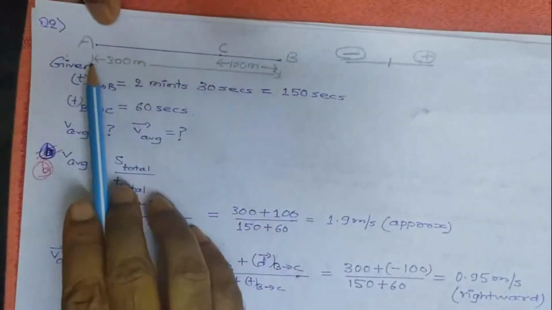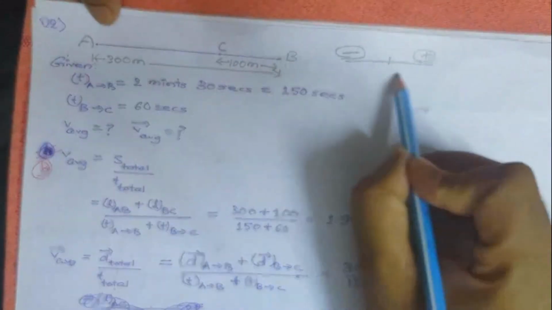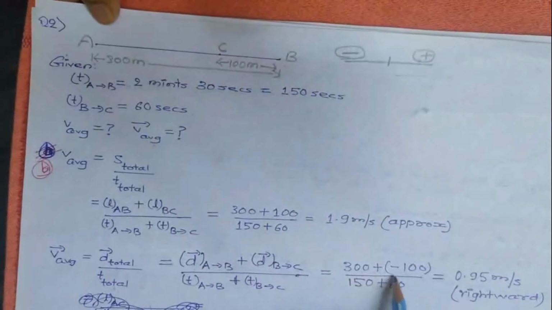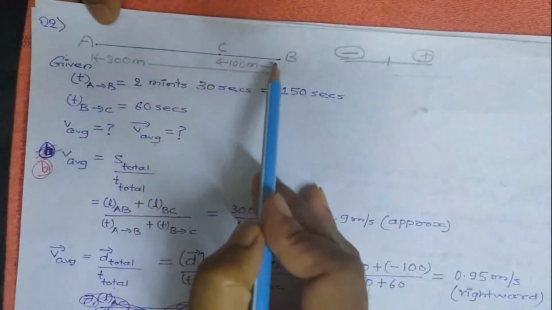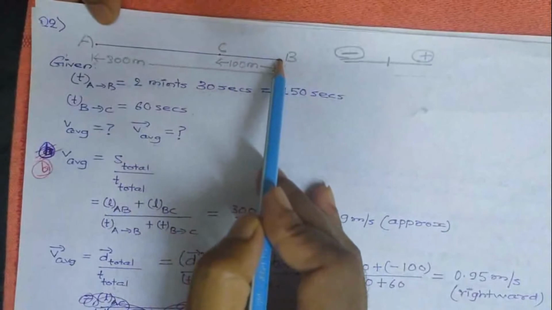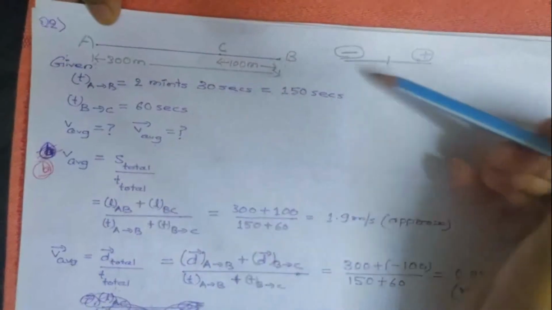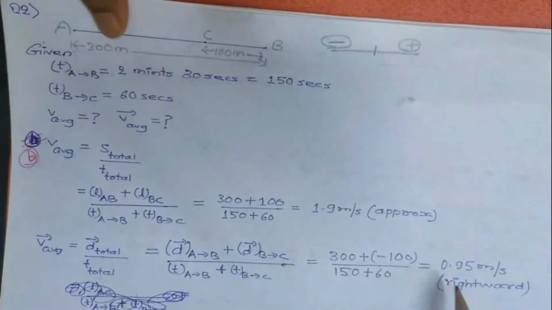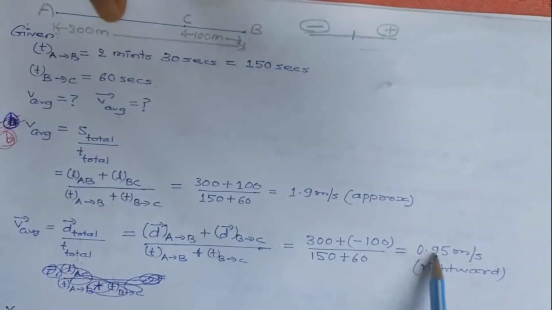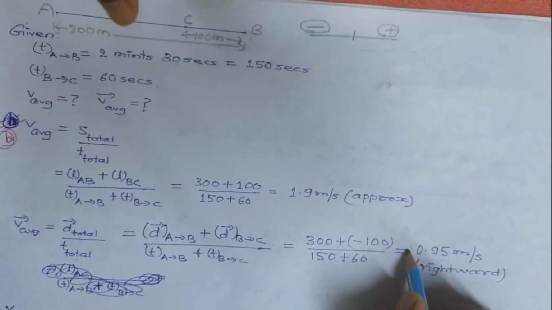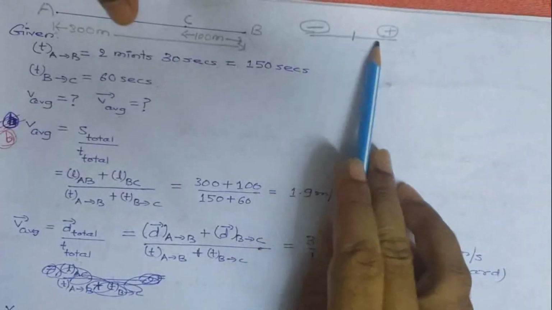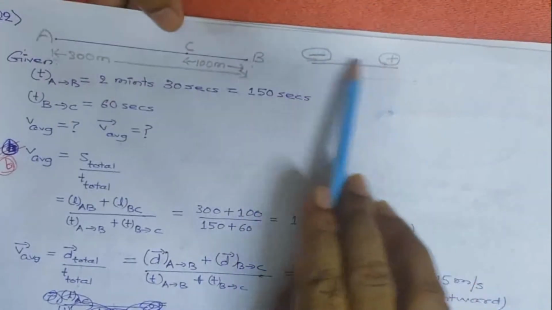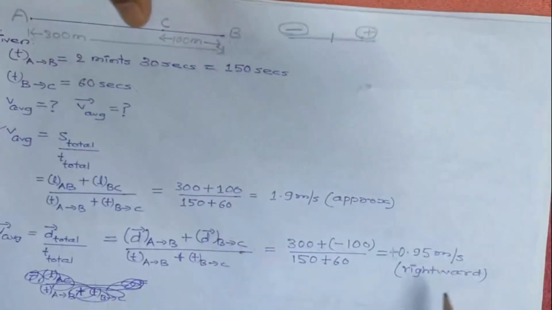First displacement is in which direction? Rightward, that means positive. So it is plus 300 plus minus 100, because the second movement from B to C has taken place leftward, that is minus 100. If you calculate it, it will come out to be plus 95. So what does this plus 95 denote? That the average velocity is in the right direction, rightward. So this is what I have written, rightward.